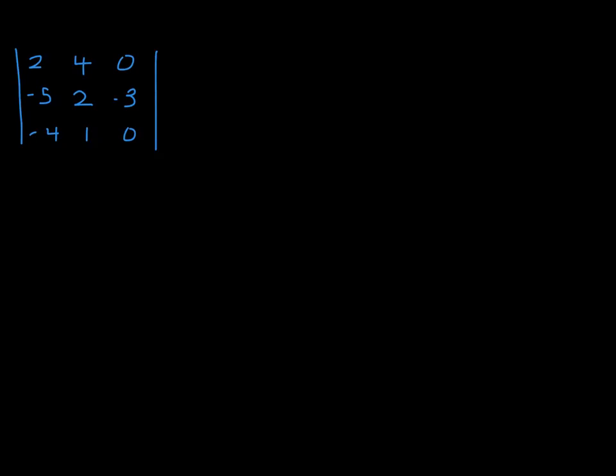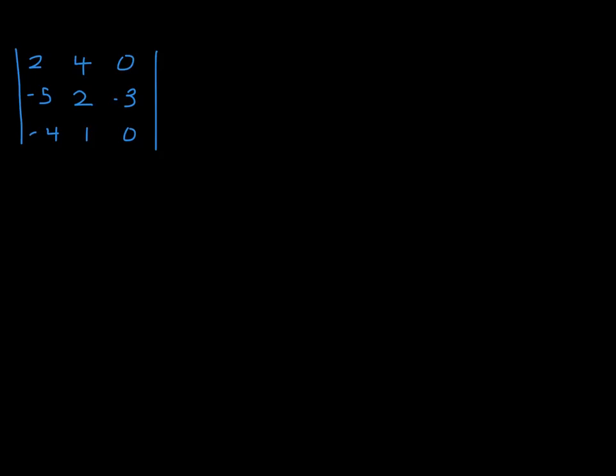All right, so we have a brand new 3 by 3 matrix. We want to find the determinant of this matrix. 2, 4, 0, negative 5, 2, negative 3, negative 4, 1, 0. Now, remember that we can expand by any row or any column. Now, which row or column do you think would be the easiest to expand by?